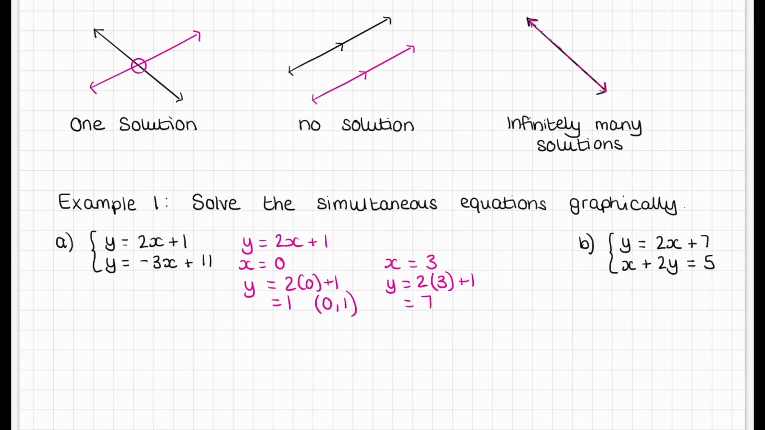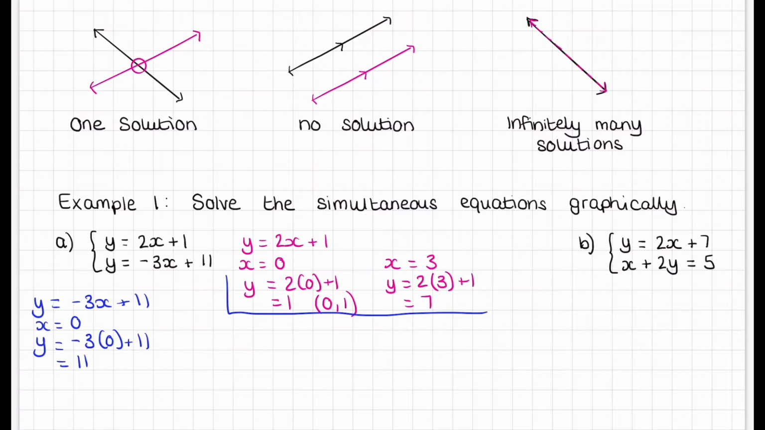And then I'm going to do the same for the second line, and then we can draw both the lines on our graph. So now for y equals negative 3x plus 11, I'm just going to do the same numbers because it's easier. So when x equals 0, y would equal negative 3 times 0 plus 11, which is just 11. So then this time, why not, let's do something different. So let's do when x equals 2. So y would equal negative 3 times 2 plus 11, which would equal 5.